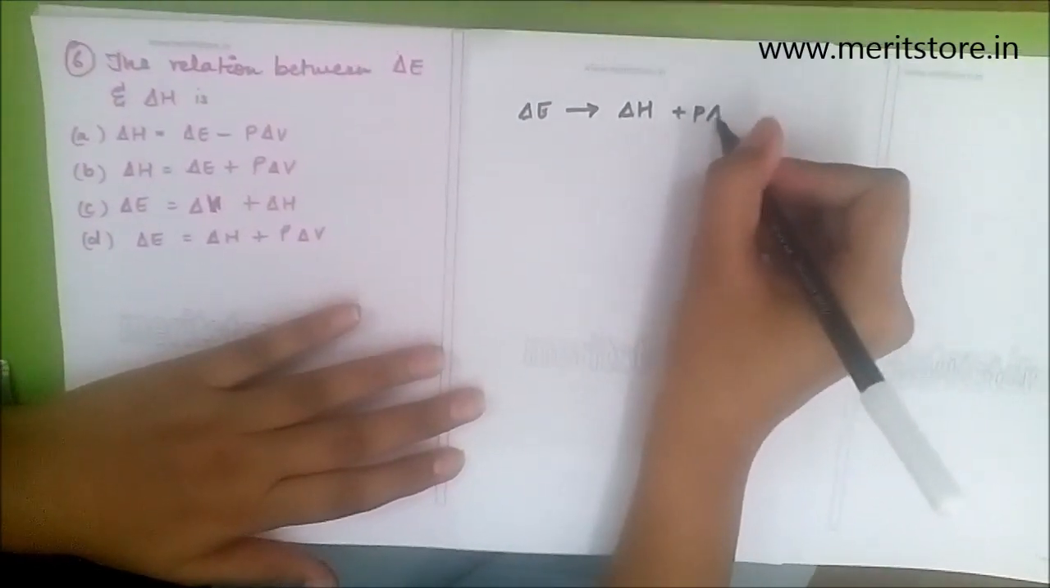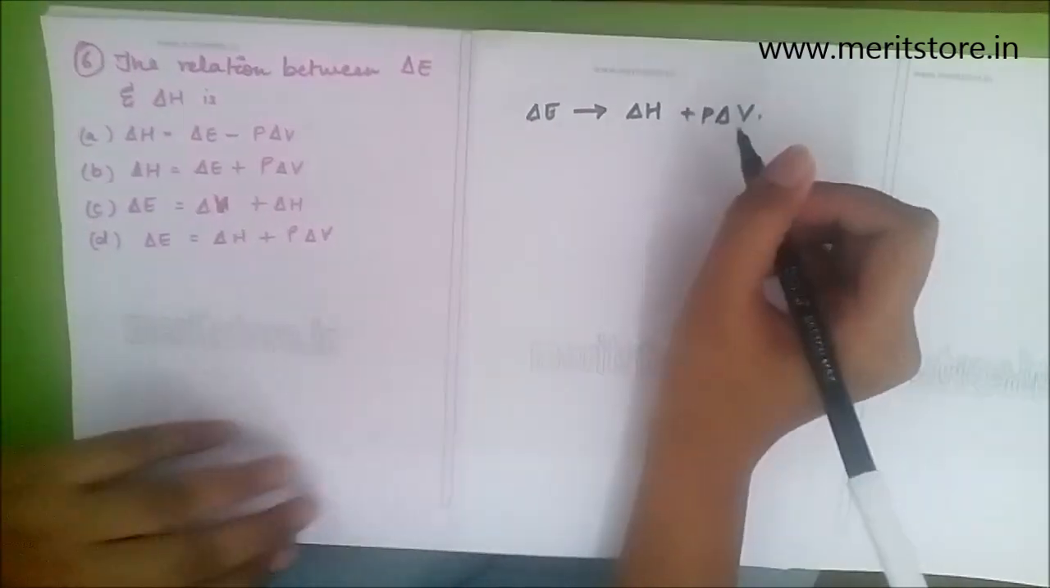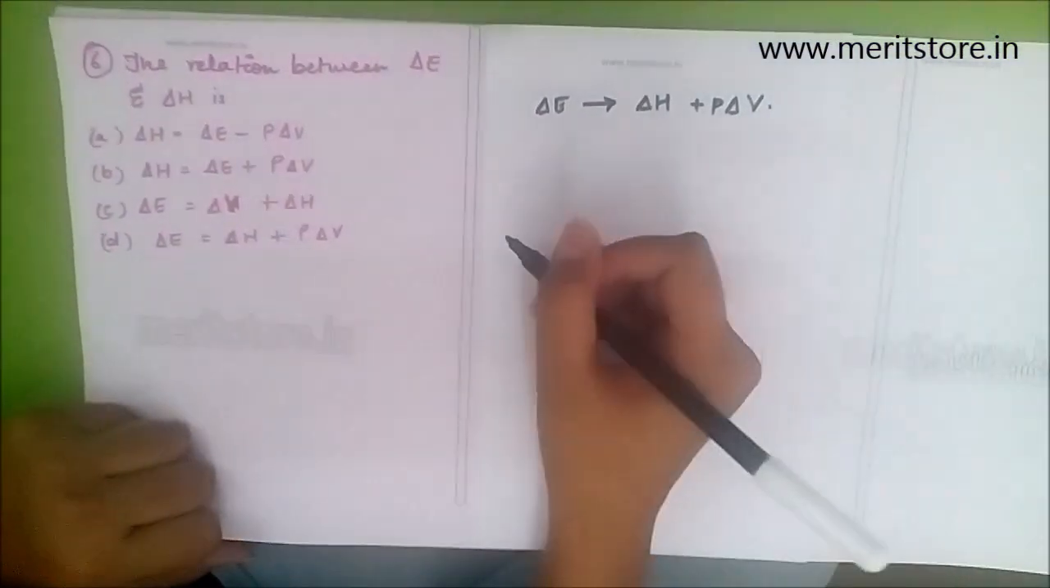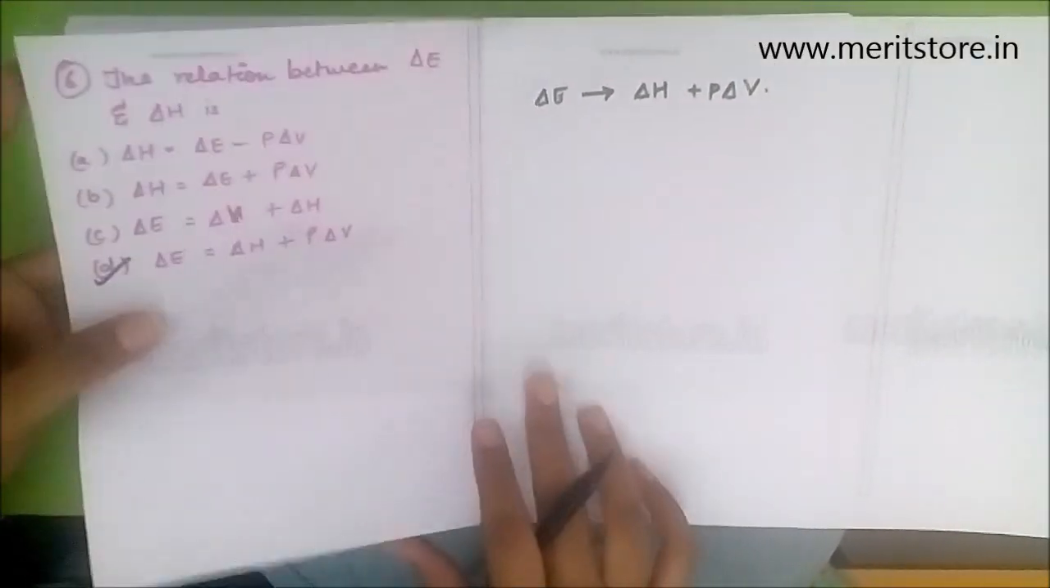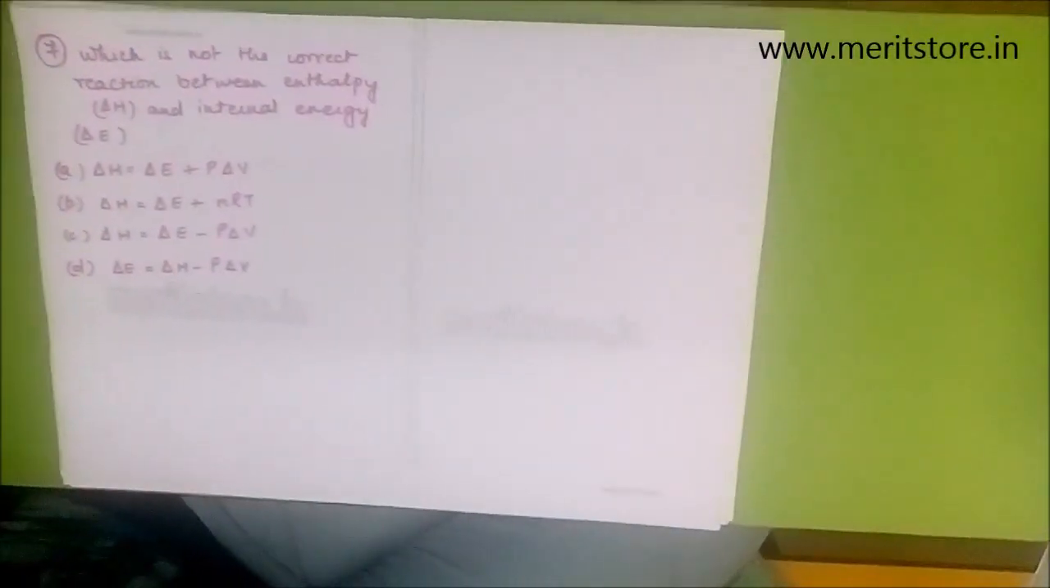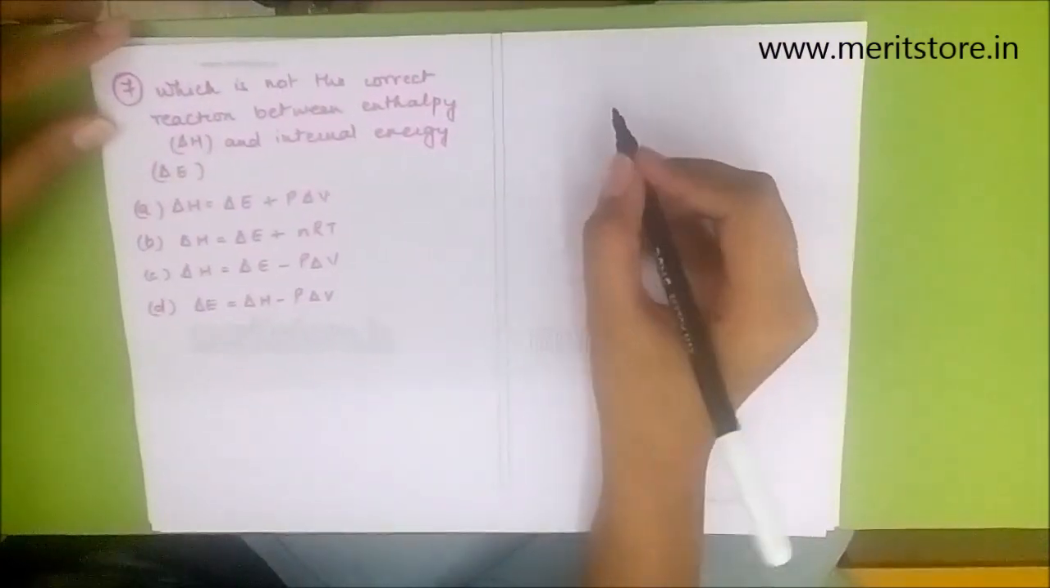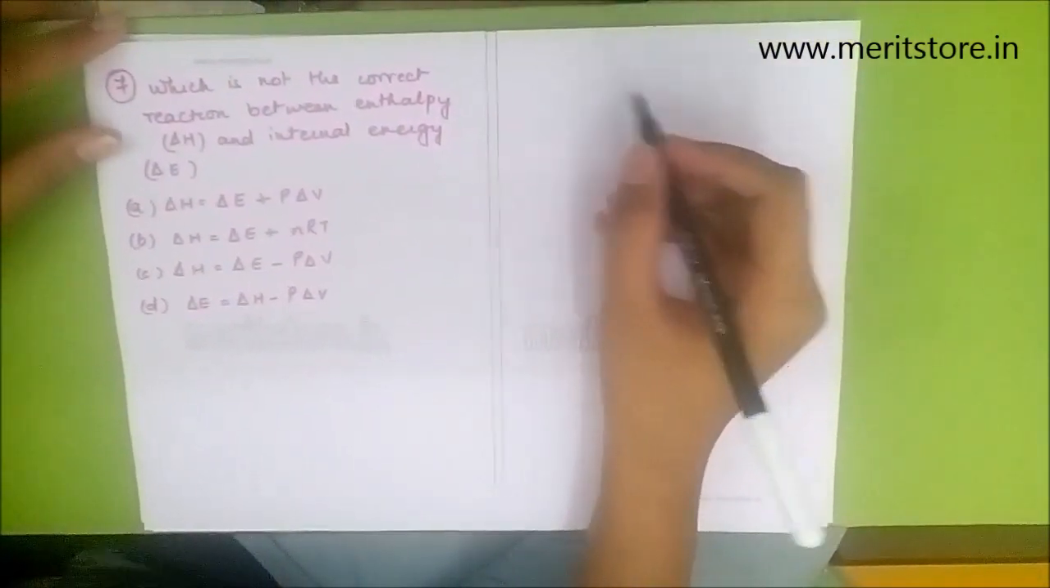Between delta E and delta H, going to the formula for enthalpy, it is delta H equals delta E plus P delta V. So here the correct option is option D, which is the correct relation between enthalpy and the internal energy.